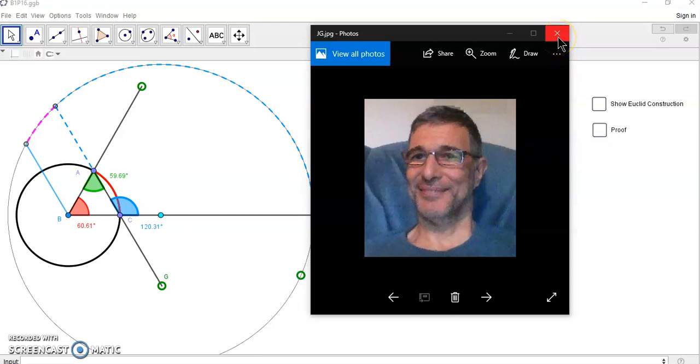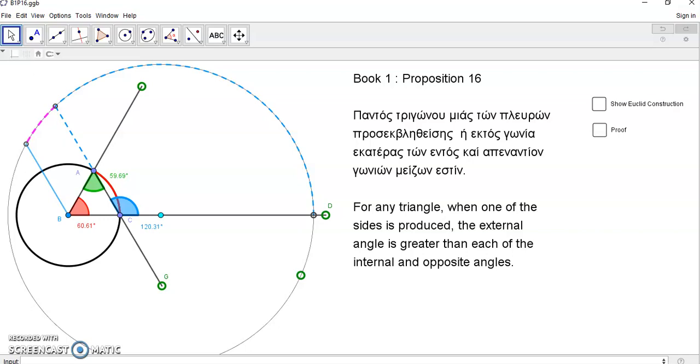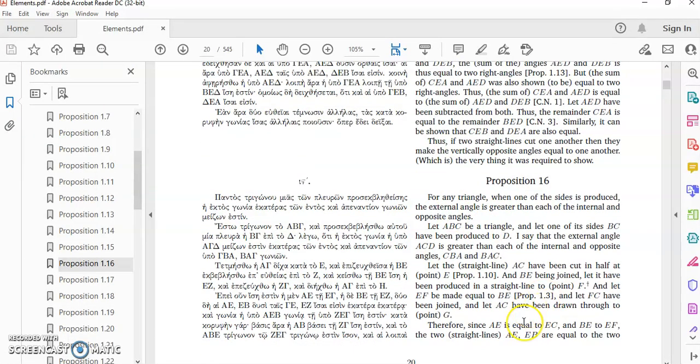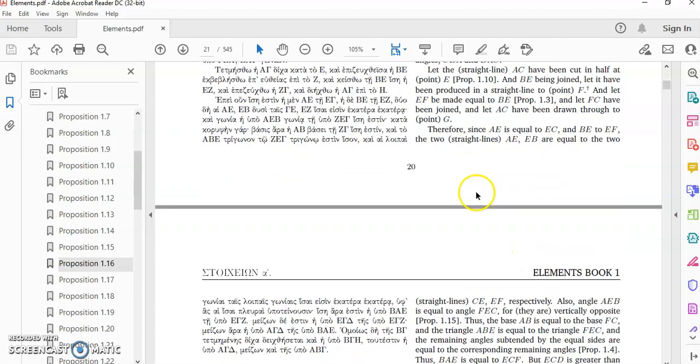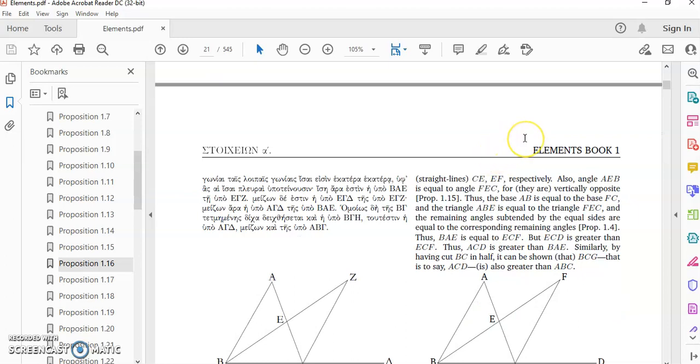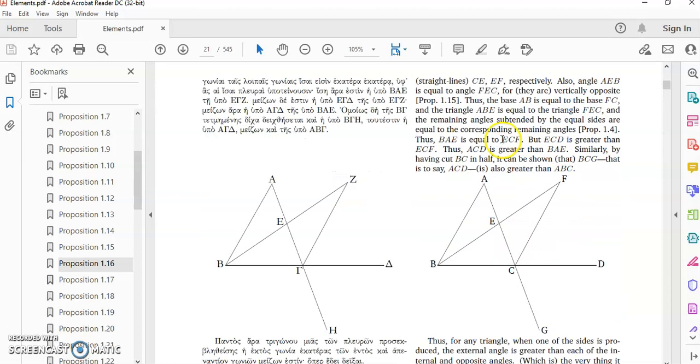My name is John Gabriel, and in this video we're going to be talking about proposition 16 of book 1 of Euclid's Elements. So let's begin. Now that proposition says that for any triangle, when one of the sides is produced, the external angle is greater than each of the internal and opposite angles. And Euclid goes on to a proof which is, again, without the use of circles and a little hard to understand. So this is the diagram he constructs.